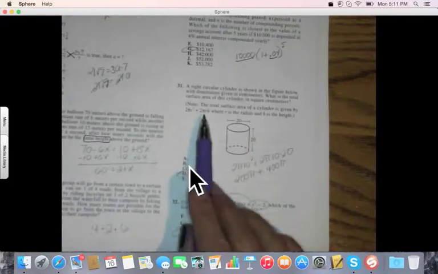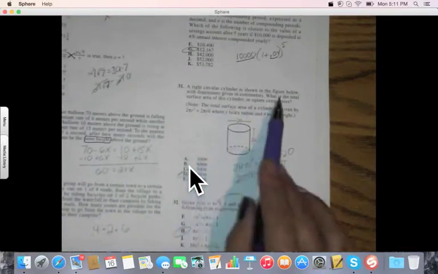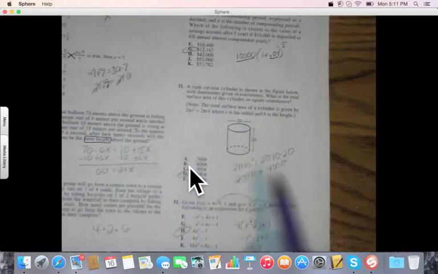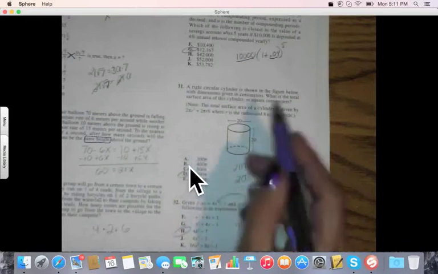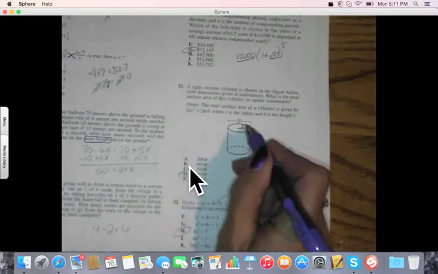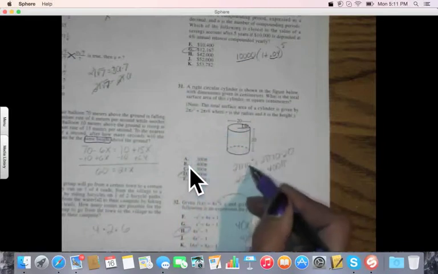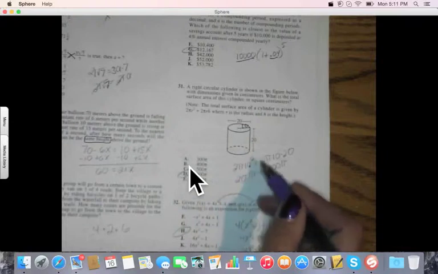They gave us the formula for the surface area, and they are asking to find the surface area in terms of pi. So it's 2 pi times the radius squared. The radius is going to be 10. So 2 pi 10 squared. 10 squared is 100 times 2, 200 pi.